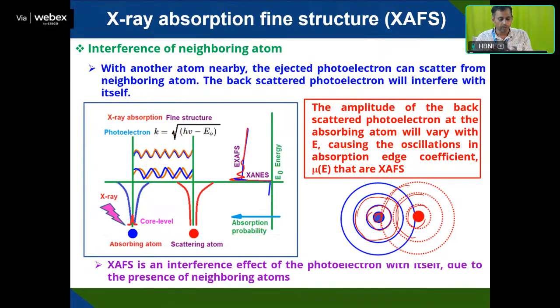Because of that, with another atom nearby, the ejected photoelectron can scatter from the neighboring atom. So you will see one blue wave generated from this, and then it will scatter from this, and because of that you will see interference. The backscattered photoelectron will interfere with itself, and because of that the amplitude of the backscattered wave at the observing atom will vary with energy E, causing an oscillation in the absorption coefficient.